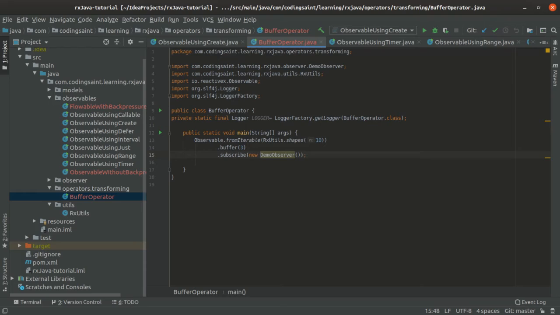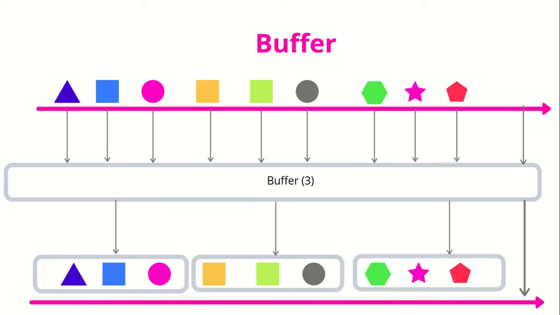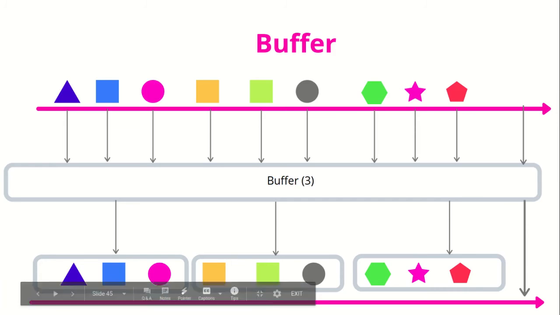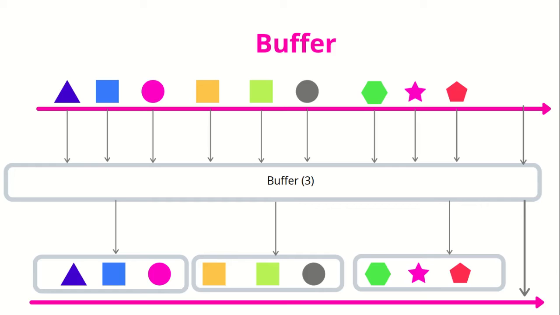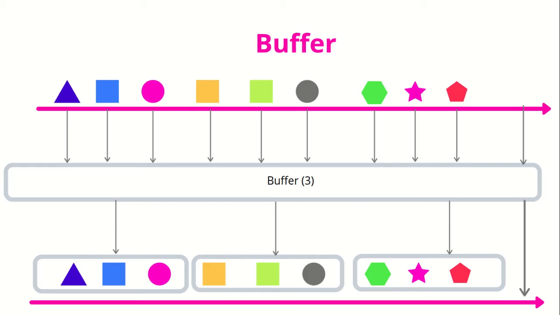If we go back to the marble diagram, it starts with different shapes and buffers them in size of 3. Since we have 10 elements, it will buffer and send after each group of 3. Apart from this, we also need to know that at the end it will send an onComplete event. But we will see what happens once it actually starts running.